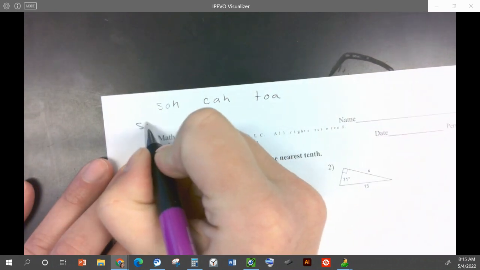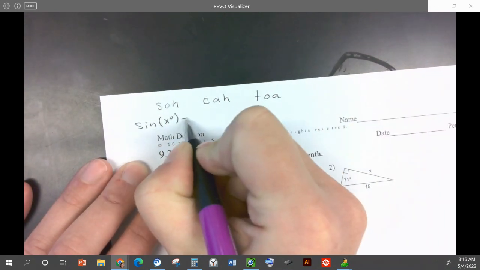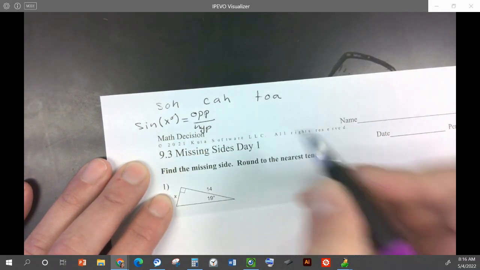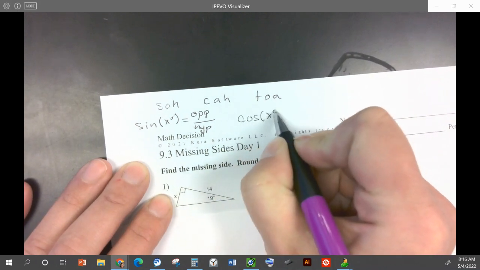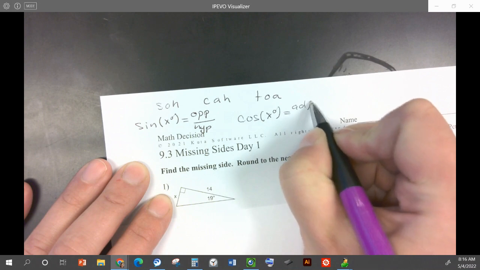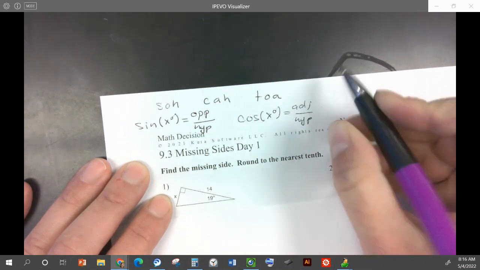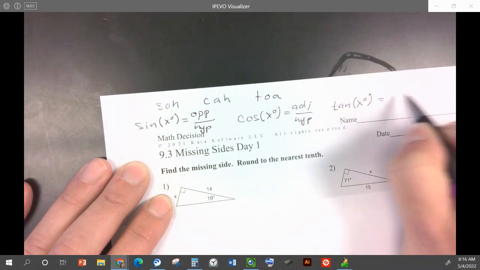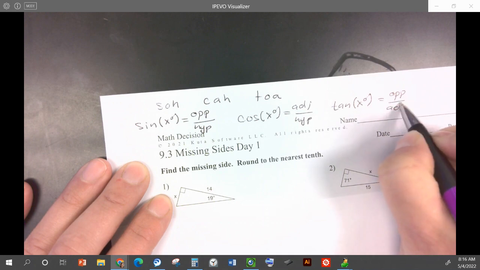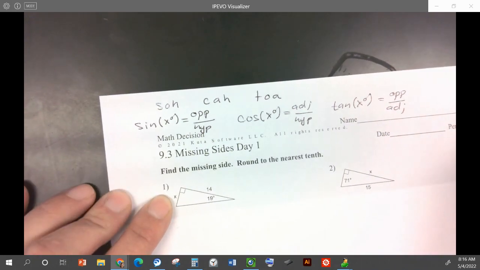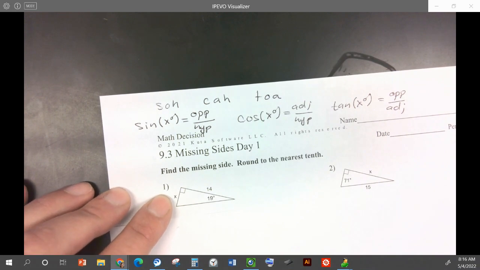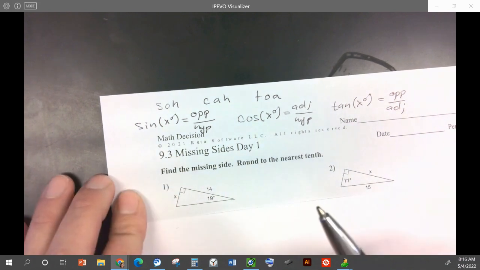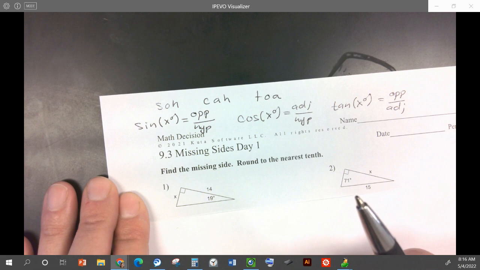So I need to remember that the sine of the angle is equal to the opposite side length over the hypotenuse. The cosine of the angle is equal to the adjacent side over the hypotenuse. And the tangent of the angle is equal to the opposite side over the adjacent. So we're still using our trig function relationships, okay? All right.